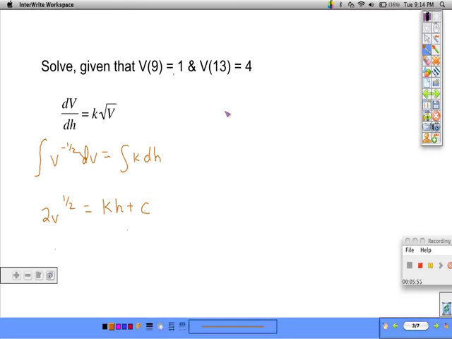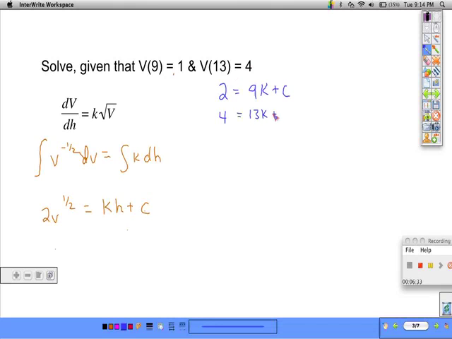So 2 times v to the 1/2, 2 times 9 to the 1/2, that's going to be equal to 6, because 9 to the 1/2 is 3. Equals h times k, so 9k plus c. And then I can use the second value here. 1 to the 1/2 is 1 times 2 is 2. 4 to the 1/2 is 2 times 2 is 4 equals 13k plus c.